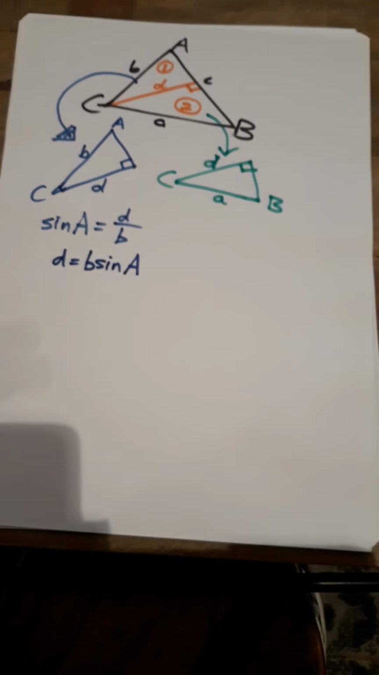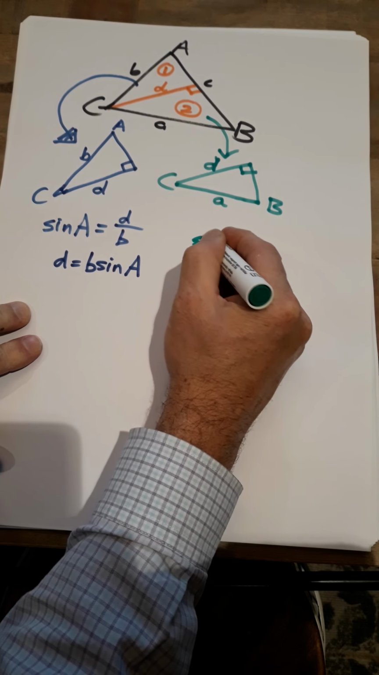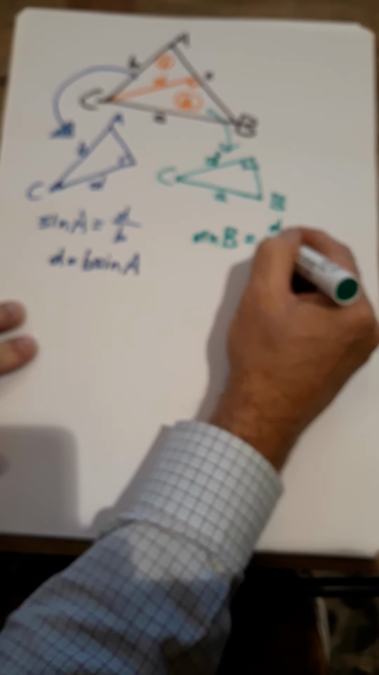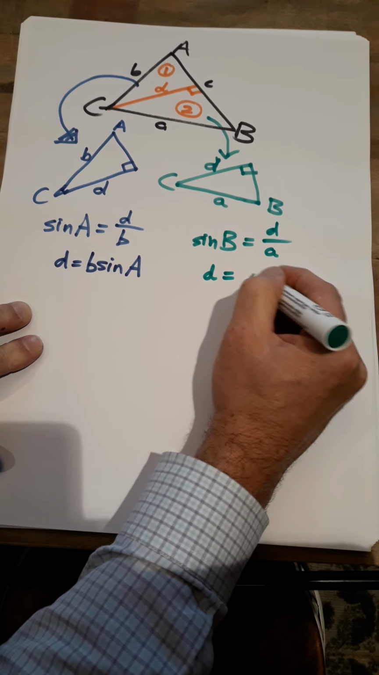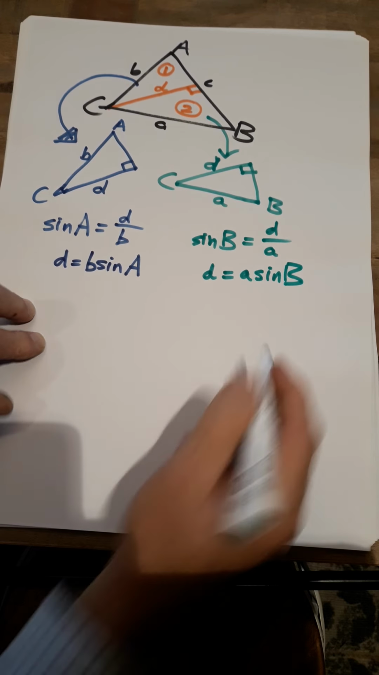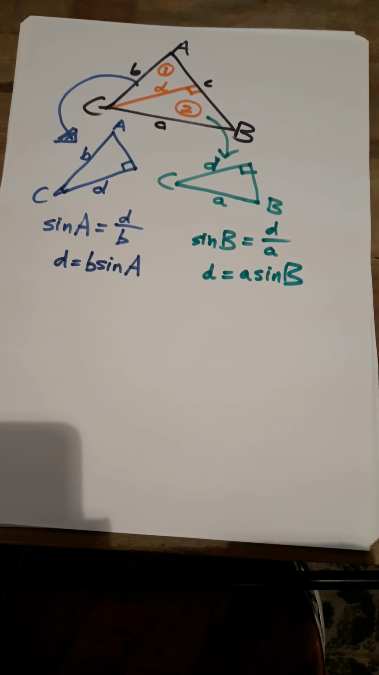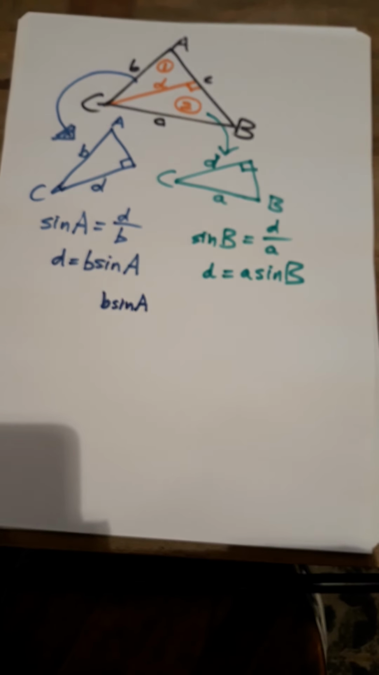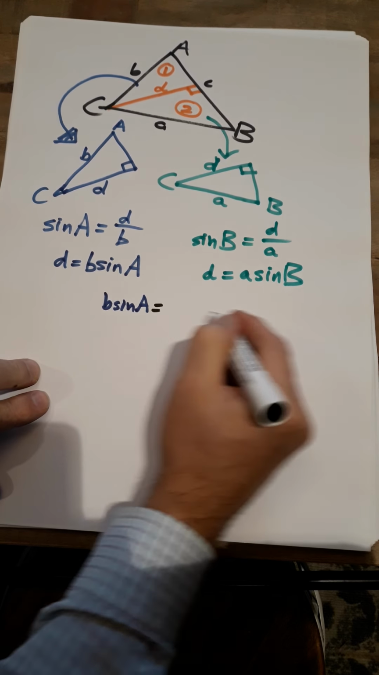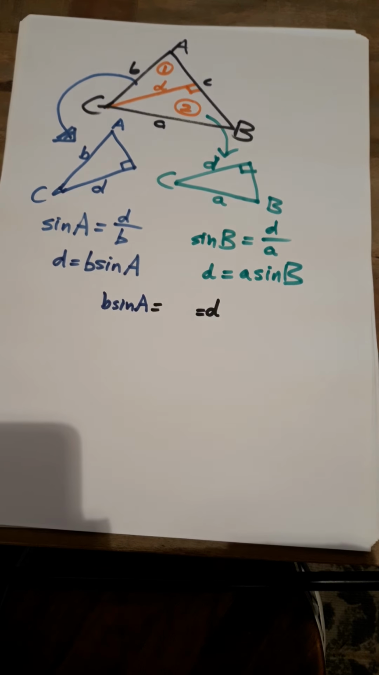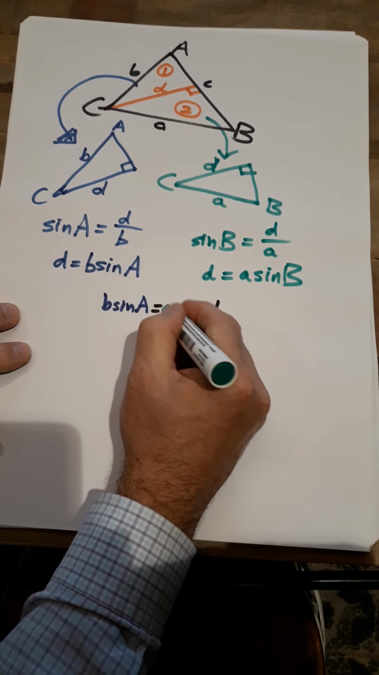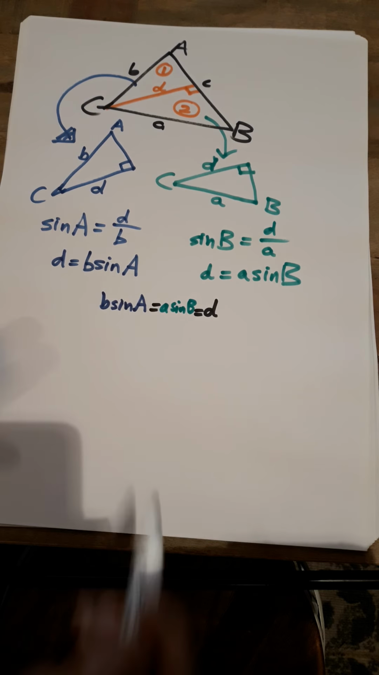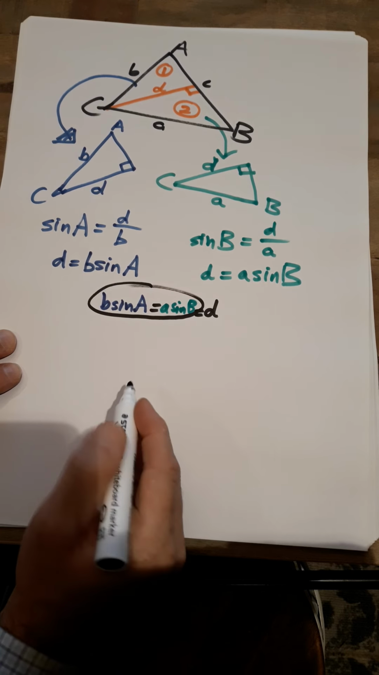I'm going to do the same thing over here. I'm going to work out sine of B, opposite on hypotenuse, D on A. Rearranging, D equals A sine B. Now, because they're both equal to D, I'm saying that B sine A is equal to D, but also A sine B is equal to D. But what I'm interested in again is just those two.